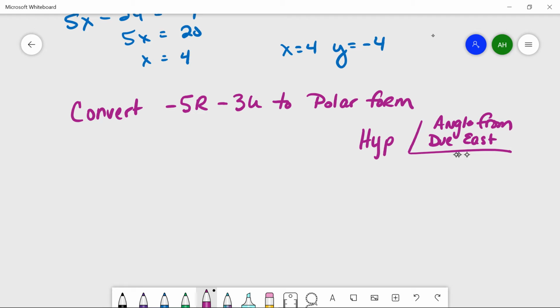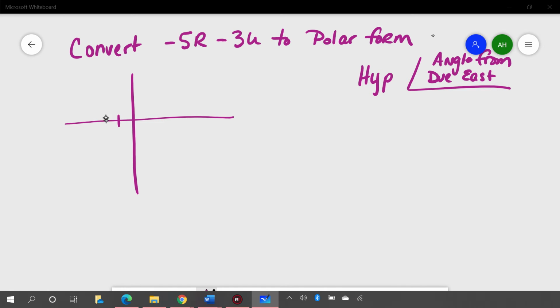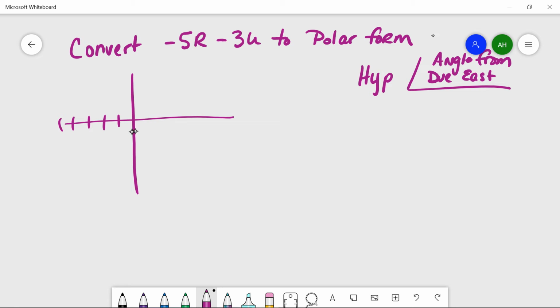All right, and that due east was that x axis. Okay, so let's look at this. I'm going to take and draw a coordinate plane. All right, 1, 2, 3, 4, 5, and we're going 1, 2, 3, 4, 5. All right, so this is negative 5r, so 1, 2, 3, 4, 5, and negative 3u means this point is down here. So this is negative 3, this is negative 5, so my point is right here.